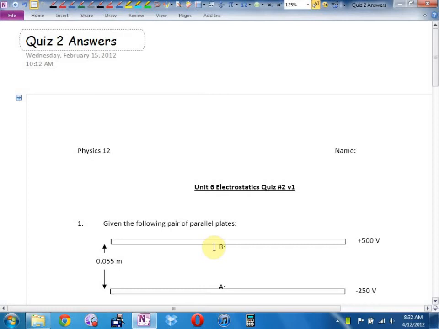So, electrostatics quiz two, mark your own, here we go. Hopefully I stalled long enough for some of you to cheat.